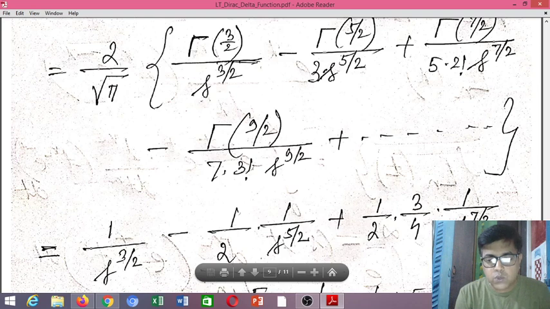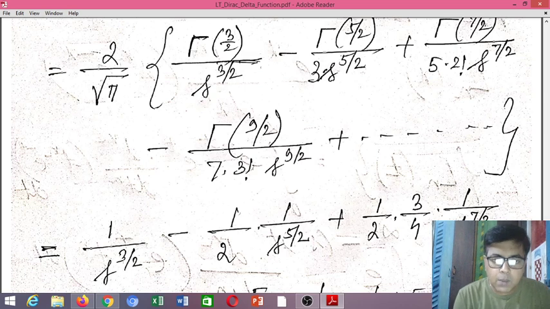Next is gamma 5 by 2. Now how to get gamma 5 by 2? Now gamma 5 by 2 will be first written as gamma 3 by 2 plus 1. Now gamma 3 by 2 plus 1 is 3 by 2 gamma 3 by 2. Then again gamma 3 by 2 is gamma half plus 1, which is again half gamma half, which means gamma 5 by 2 is 3 by 2 into half into gamma half. Again gamma half comes, so gamma half is root pi. That root pi cancels with the denominator, and the leftover constant terms are left. Simplification is done, and we get a term. You'll get the same term, minus half into 1 by s to the power 5 by 2.